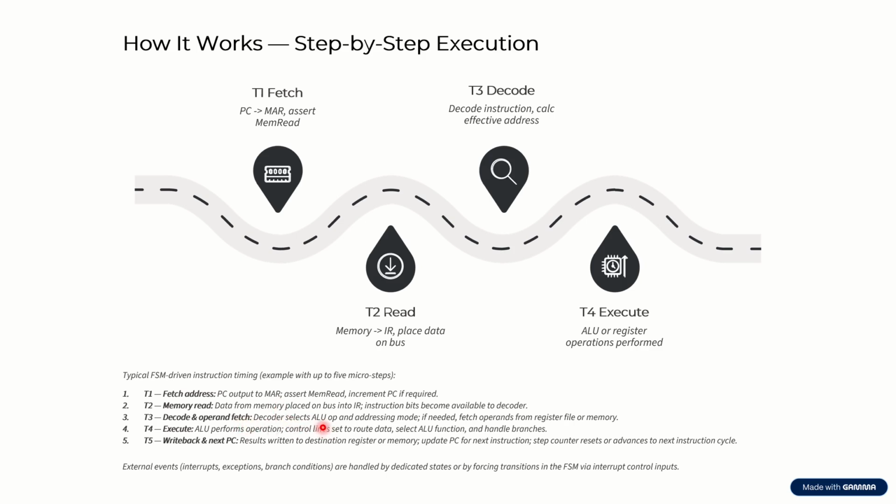The decoder selects the ALU op and addressing modes. If needed, fetch the operand from the register file. Then execute: the ALU performs operations, and control lines are set to route data, select ALU functions, and handle branches. Then write back and next PC: the result returns to the destination register or memory, and the PC is set for the next instruction. The step counter resets or advances to the next instruction cycle.